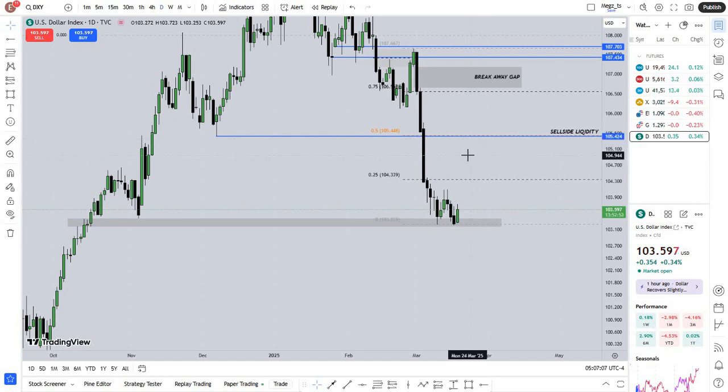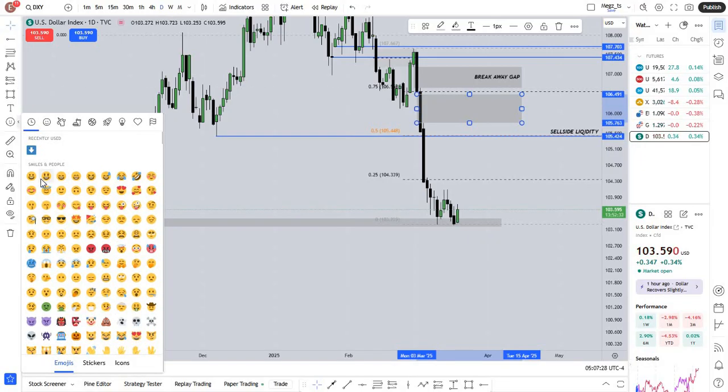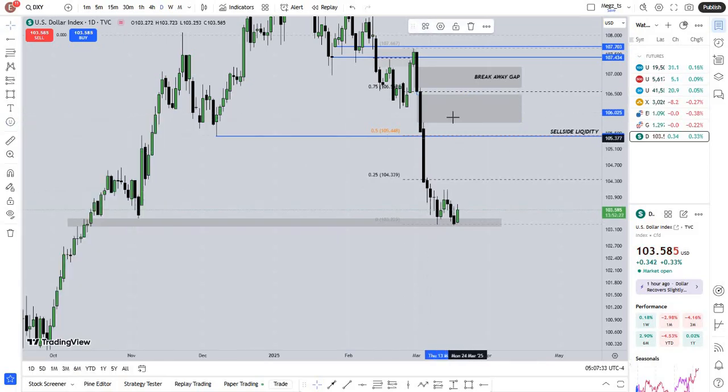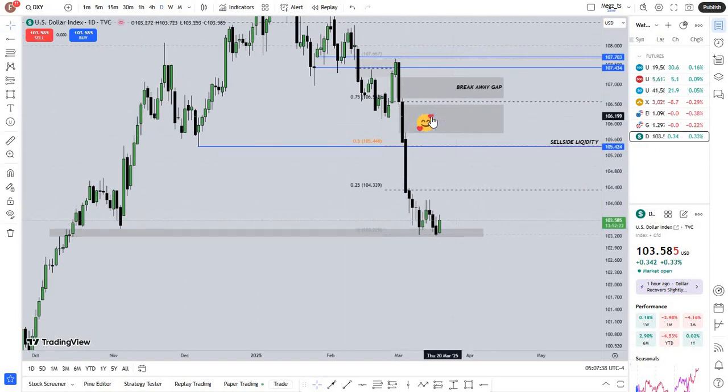I would say around 105.424 would be reasonable for a good retracement, okay? Then we trade into this fair value gap also, then we can have a good drop. I would like that. So I'm looking at this as kind of a draw. Let me use a good emoji. Yeah, okay. I like this as a draw, then drop, keep dropping lower.